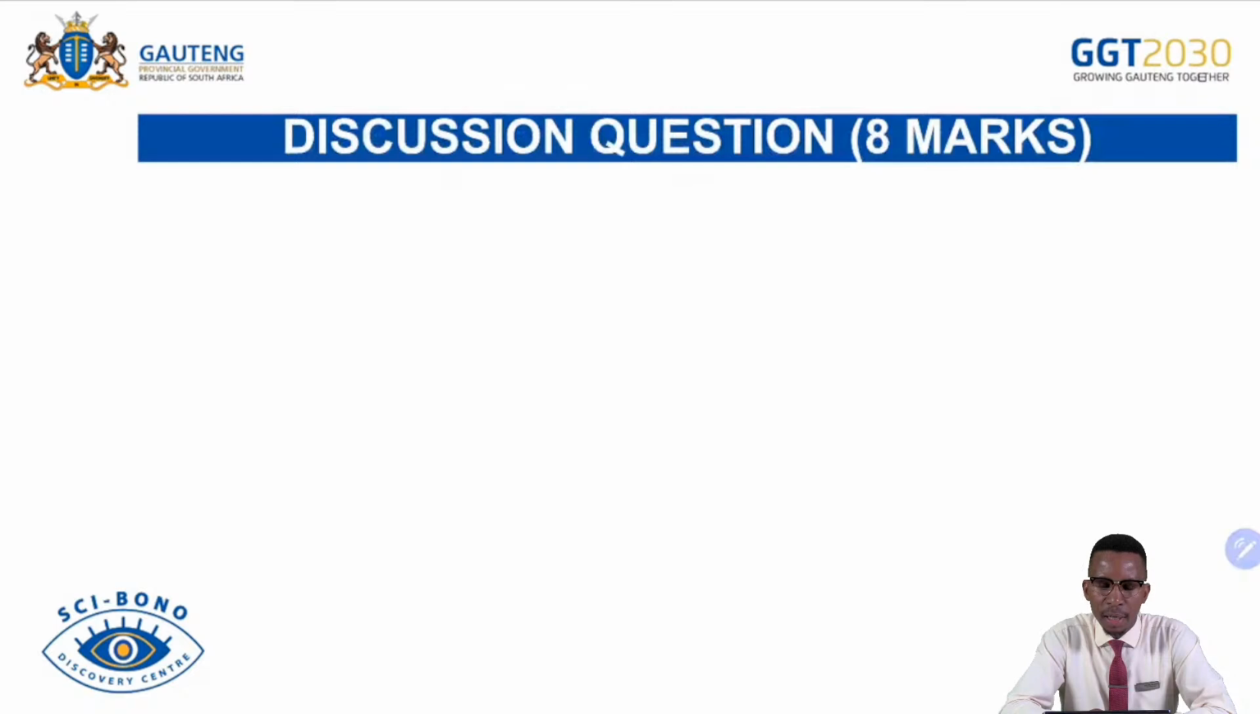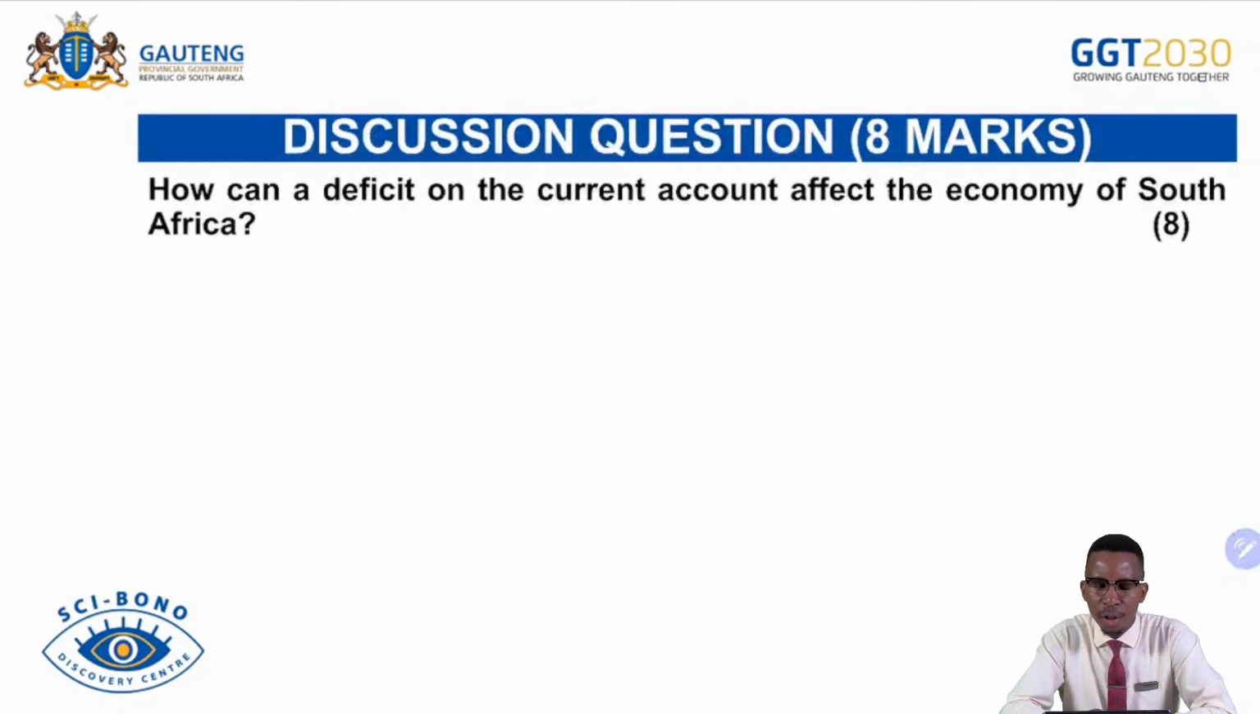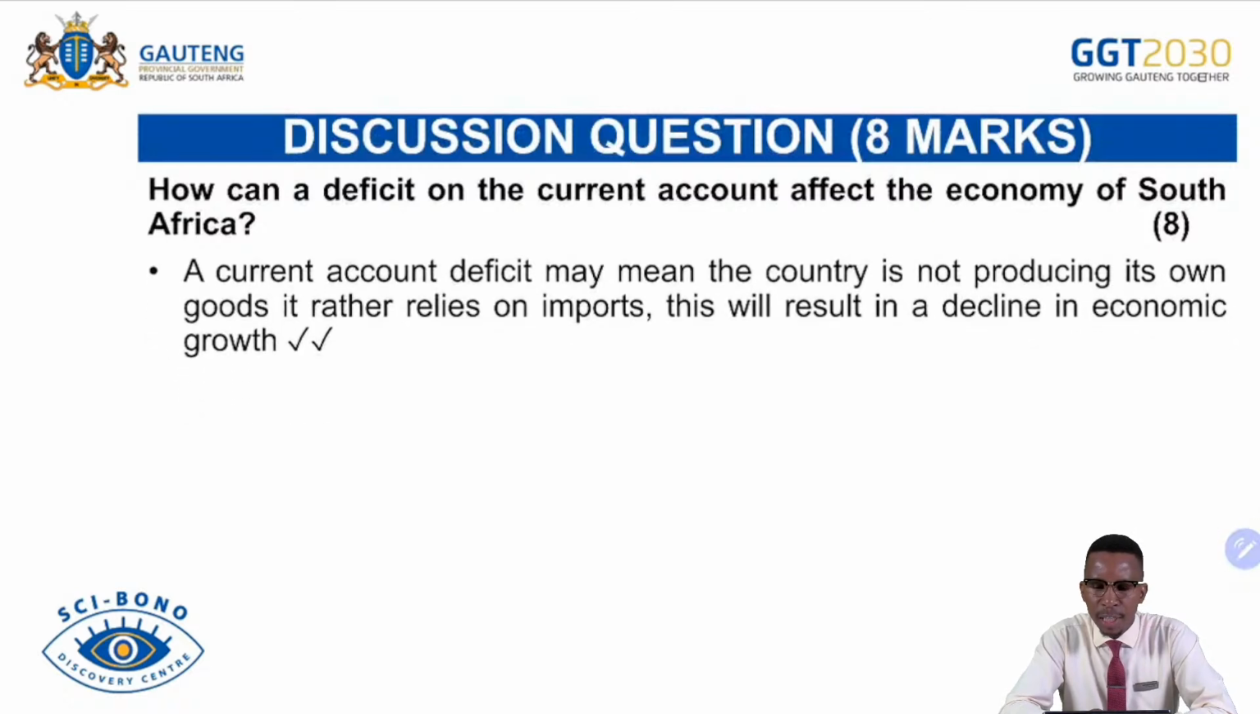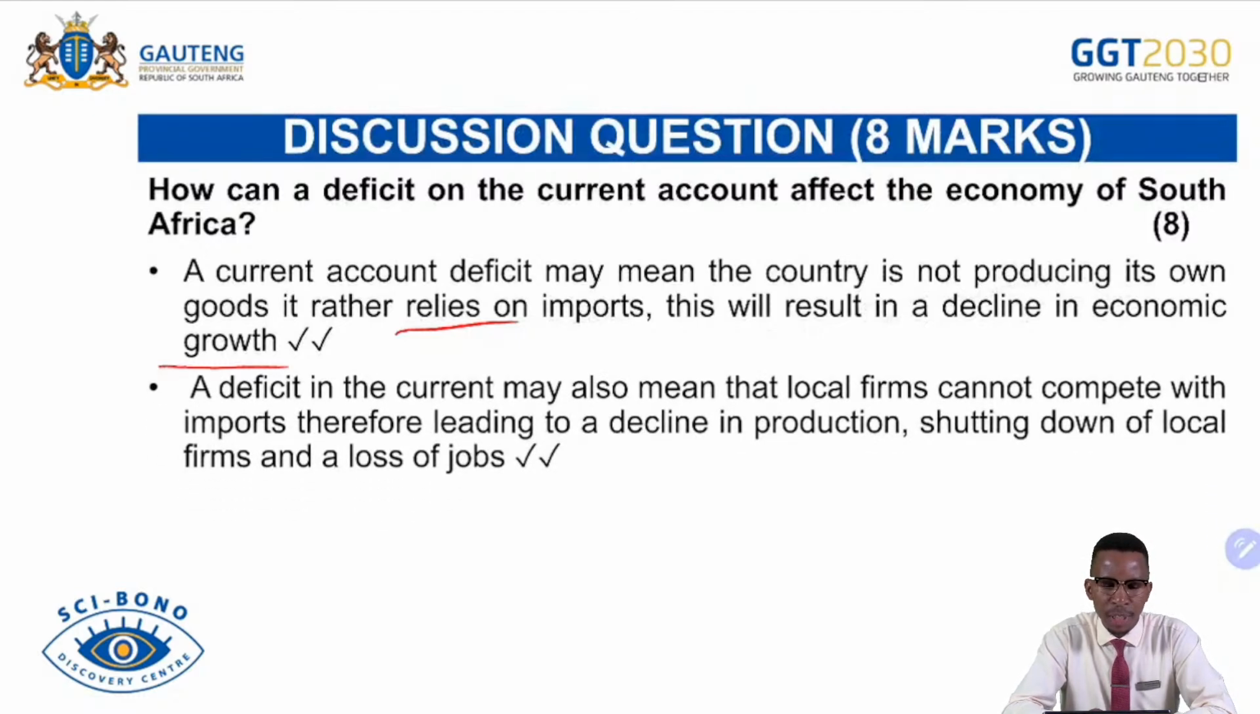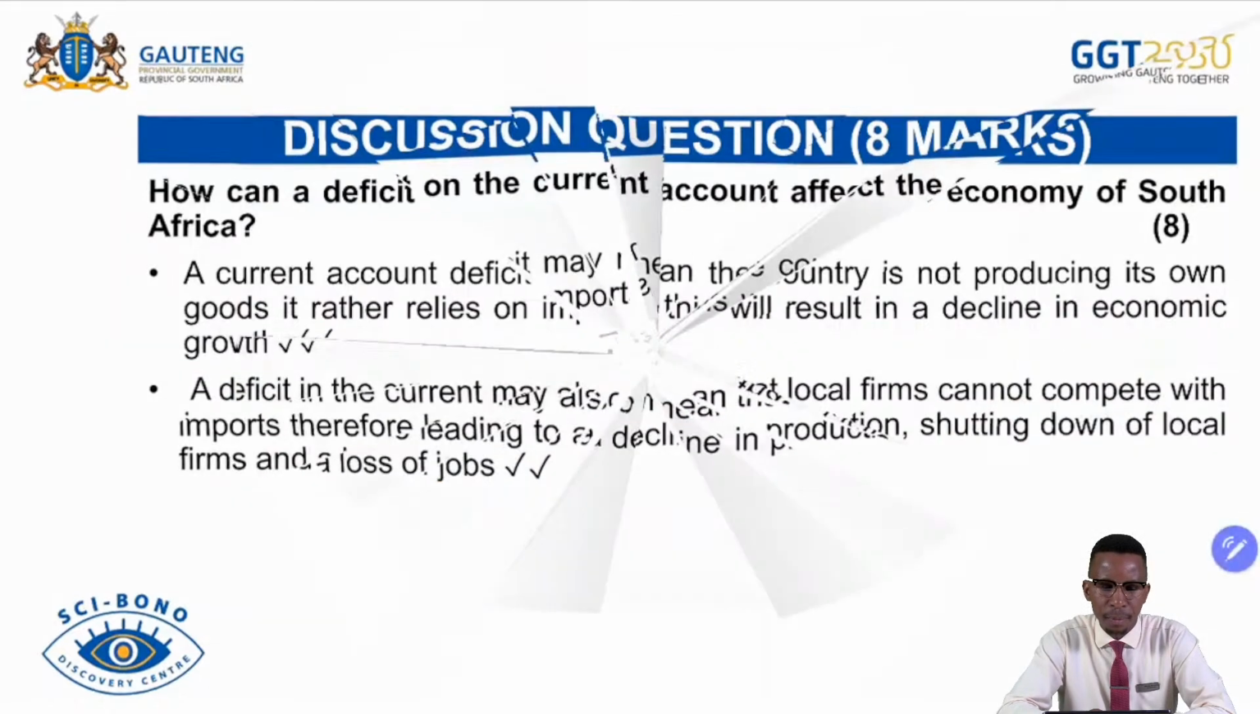And then let's check another question. How can the deficit on the current account affect the economy of South Africa? A current account deficit may mean that the country is not producing its own goods, but rather relies on imports. This will result in a decline in the economic growth of the country, because that will mean we are not producing more, we are importing. A deficit in the current account may also mean that local firms cannot compete with imports, therefore leading to a decline in production, shutting down of local firms, and job losses.